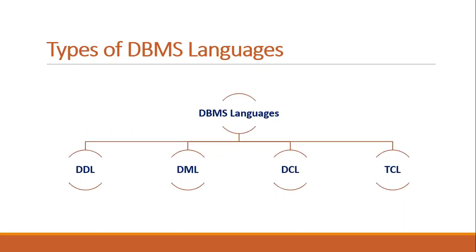divided into four categories, which are DDL, which stands for Data Definition Language. Next is DML, which stands for Data Manipulation Language, and next is DCL, which stands for Data Control Language, and the last one is TCL, which stands for Transaction Control Language. We are going to discuss these four types of languages in the next slides.